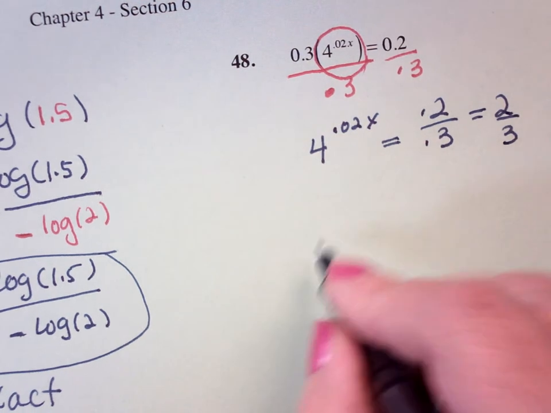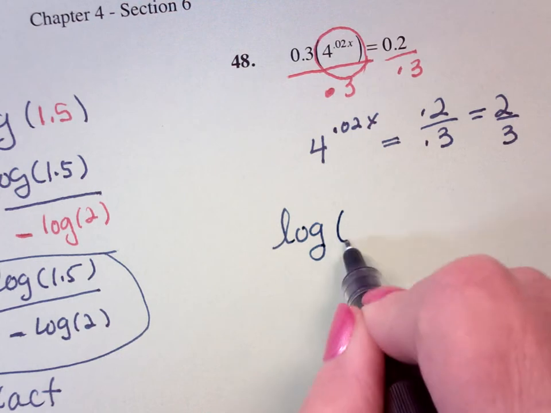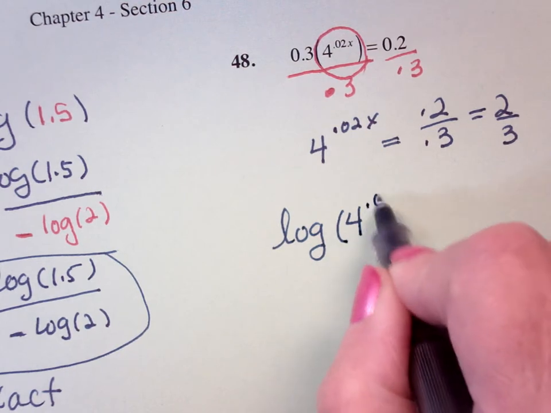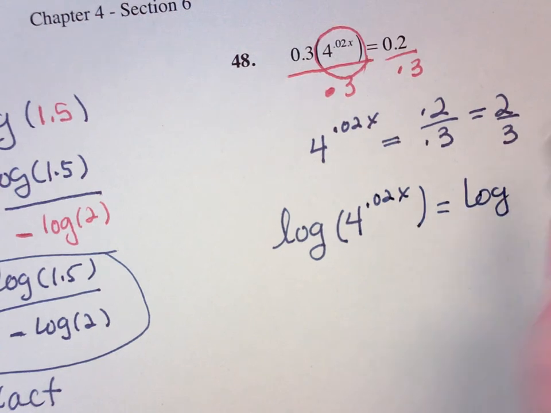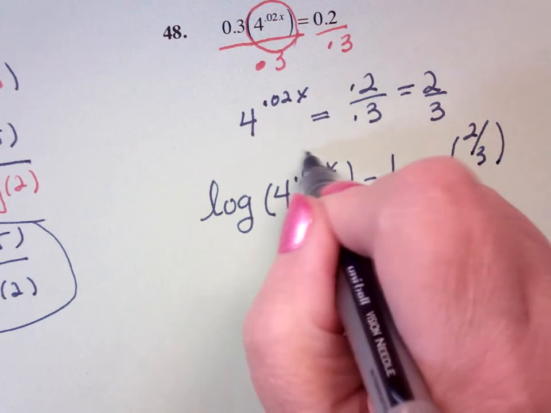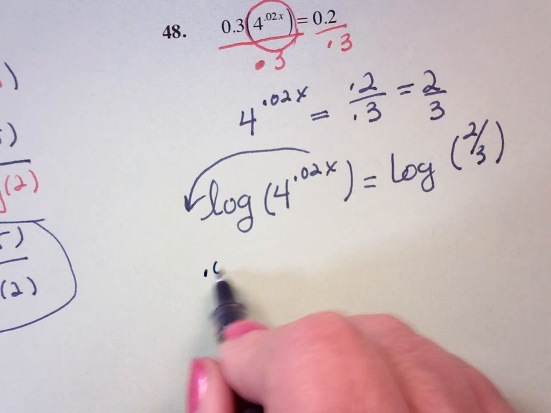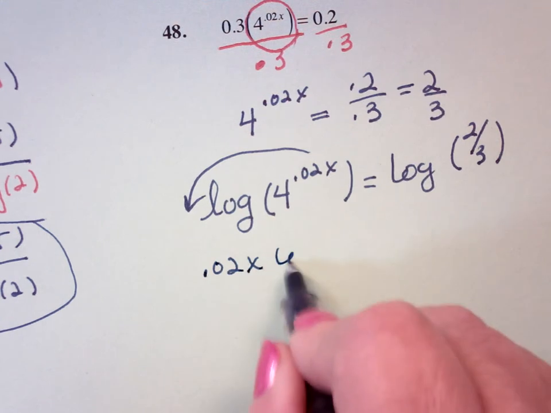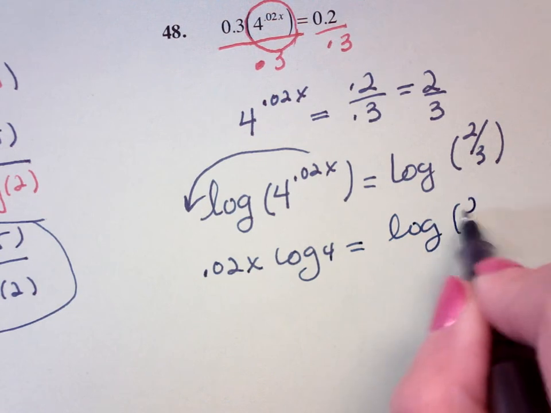Now, what do I need to do? Well, I need to take the log of both sides. The log of the left-hand side, 4 to the 0.02x, equals the log of, if you wanted to do 0.2 over 0.3, that would be fine too, 2/3. And now the drill. Bring the exponent down in front, and it says that 0.02x log of 4 equals the log of 2/3.